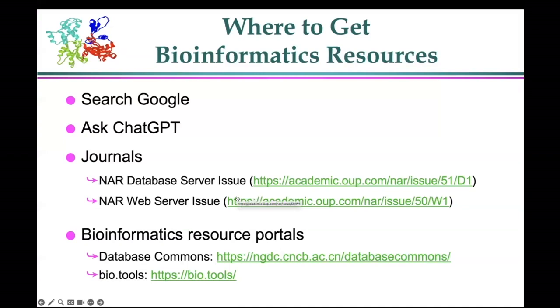And then there are some other bioinformatics resource portals. There are quite many actually. My lab, at a certain point, maintained a portal, but we just didn't have the manpower to keep up with it, so we didn't continue. But these two tend to be the most comprehensive. One is Database Commons. One is bio.tools. So I'm going to demonstrate these tools so you will see what they have.